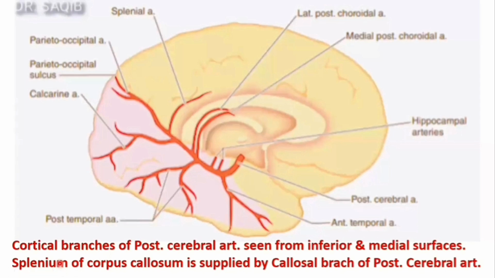You could see the cortical branches of the posterior cerebral artery seen from inferior and medial surfaces. The splenium of the corpus callosum is supplied by the callosal branch of the posterior cerebral artery. Here you could see all these branches. You can see this is the anterior temporal artery. This is the first, you see, posterior cerebral artery, and this is the anterior temporal. This is the posterior temporal, and this is the calcarine artery. This is the parieto-occipital sulcus, and this is the parieto-occipital artery. These are the cortical branches of the posterior cerebral artery.